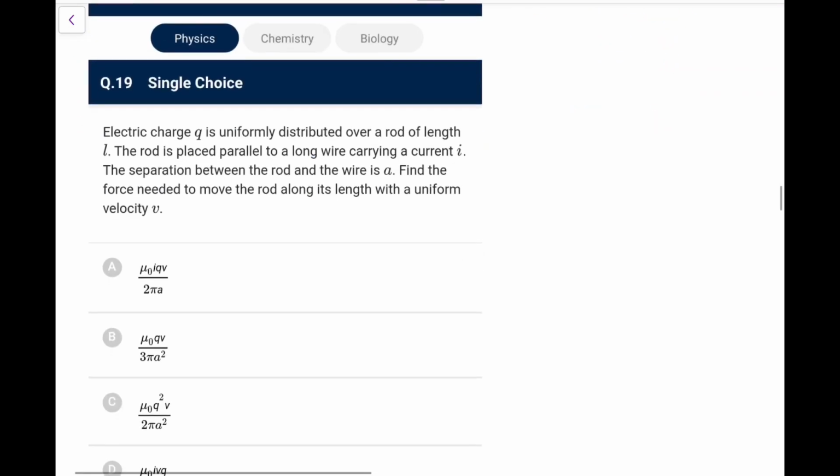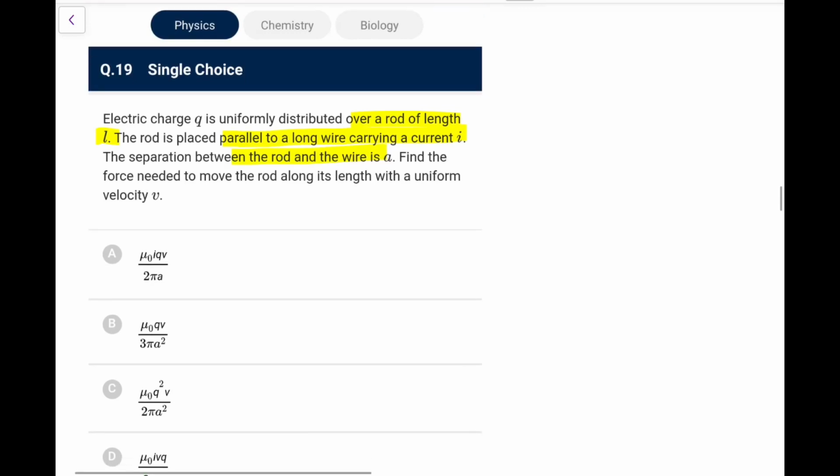Next one. Electric charge Q is uniformly distributed over a rod of length L. The rod is placed parallel to a long wire carrying a current I. Separation between them is A. Find the force needed to move the rod along its length with a uniform velocity V. So we have to move the rod and we have a long wire carrying current I and the separation is A, and they are parallel.